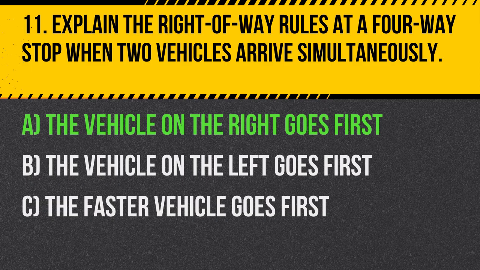Answer: A. The vehicle on the right goes first. At a four-way stop, the vehicle to the right has the right-of-way when vehicles arrive simultaneously.